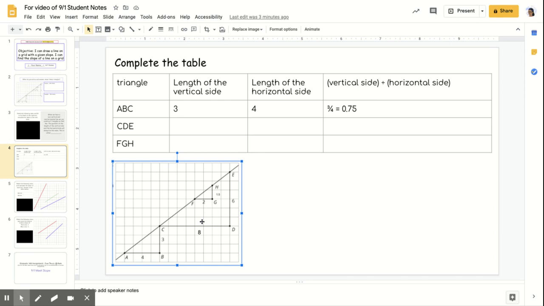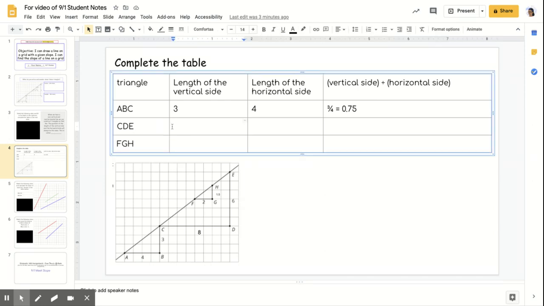So the largest triangle is triangle CDE, and its vertical side is 6, and its horizontal side is 8. And if we write it as a ratio and compare by division, that's 6/8, which also equals 0.75.